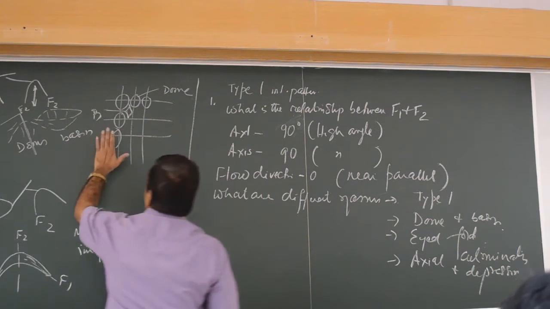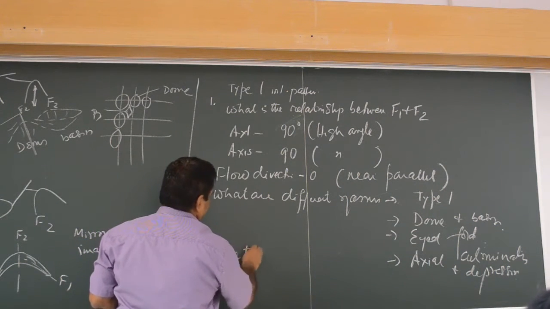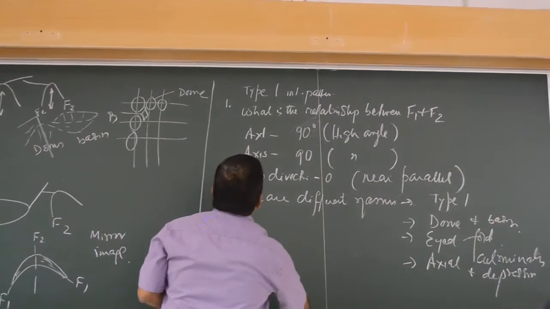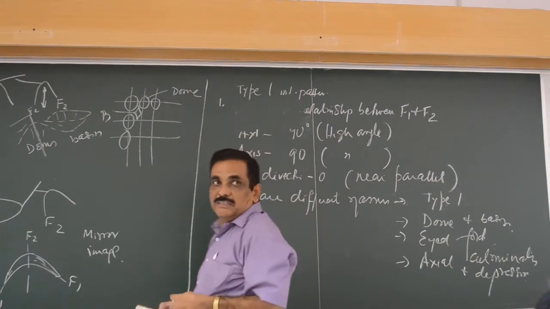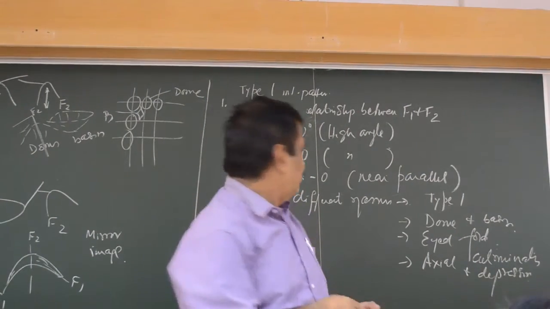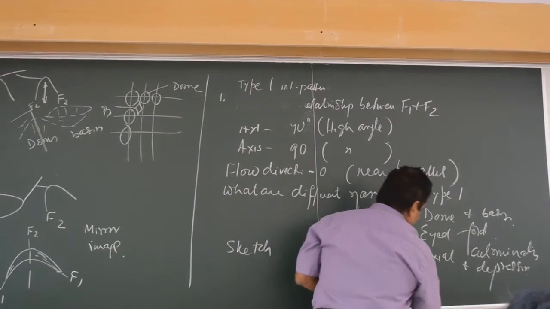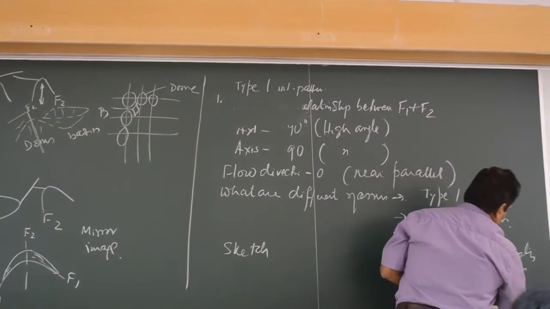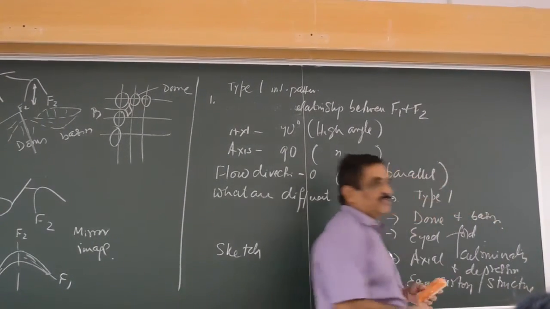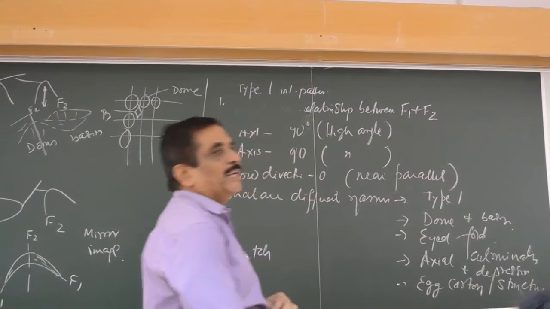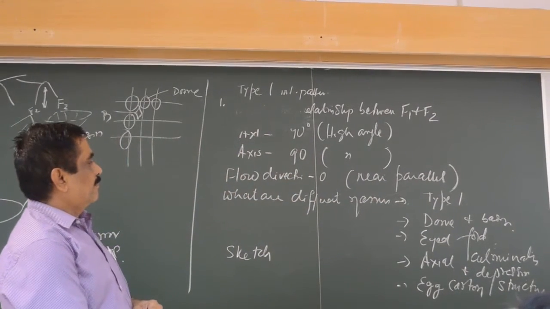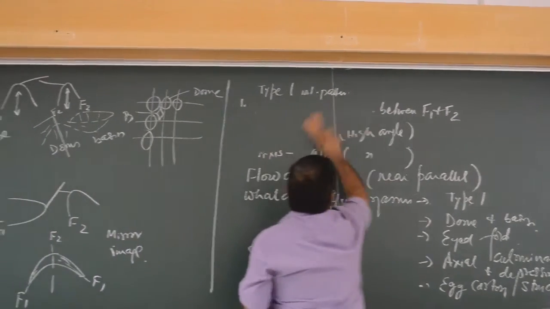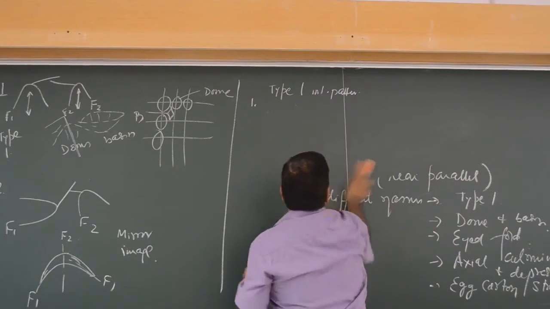So he may ask, give a sketch. Draw a sketch. You draw all these sketches. Now, sir, next point he may ask you: Type 1 we can call head and basket of the rock, a cartoon structure. Okay? Different names. Now, suppose he asks you these things, which is more important.